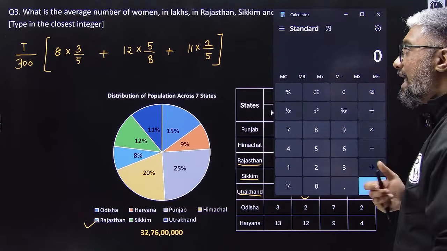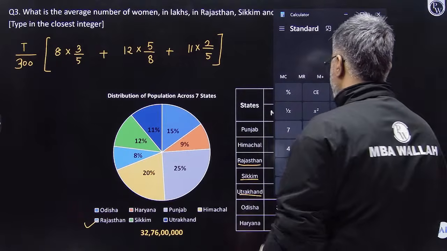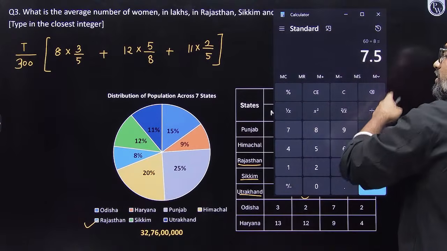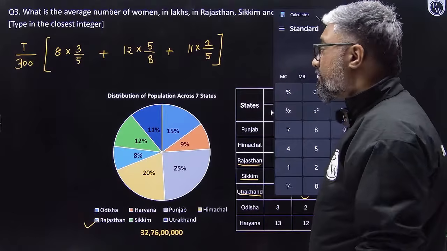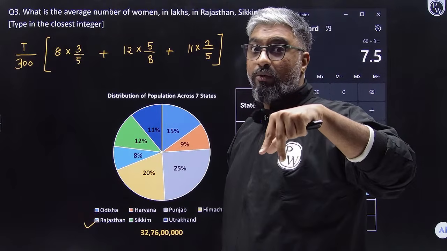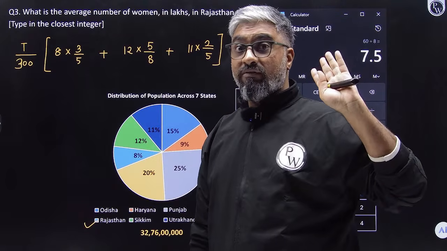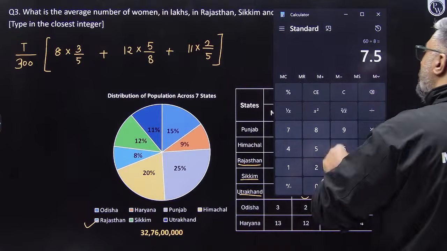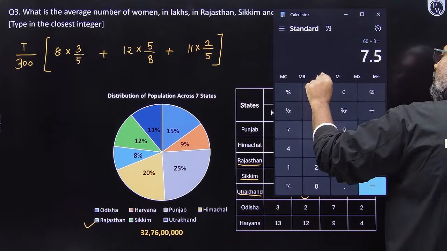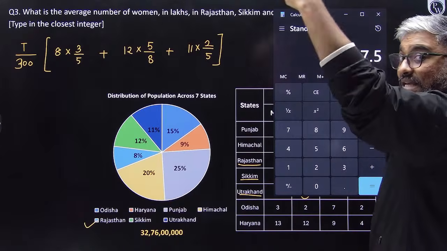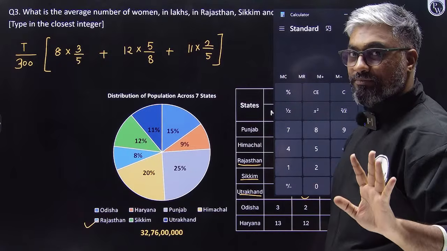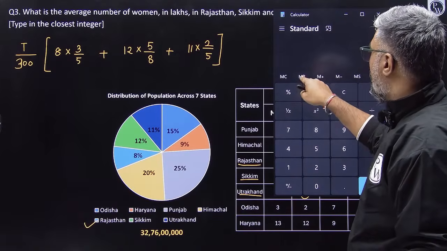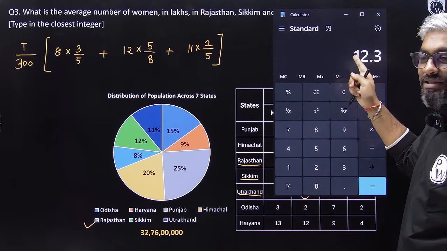Done. Next, I need to do 12 into 5 divided by 8. 7.5. I need this also to be saved in the memory, but this time I already have that 4.8. So where do I save the 7.5? I need to add them, correct? I need to add these values. How do I add this to the memory? M plus. When I click on M plus, the 7.5 gets added to the original 4.8. Done. Yes. So if you want to see, sir, where am I? I'm already here. Understood? Okay.